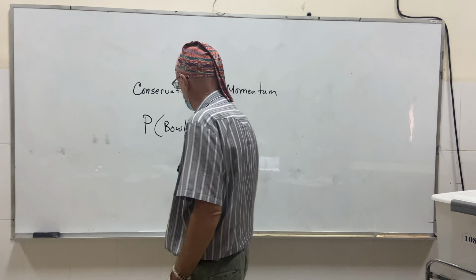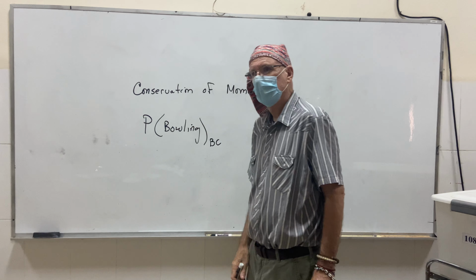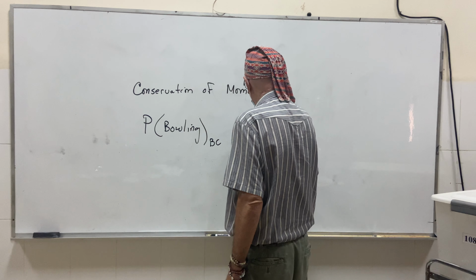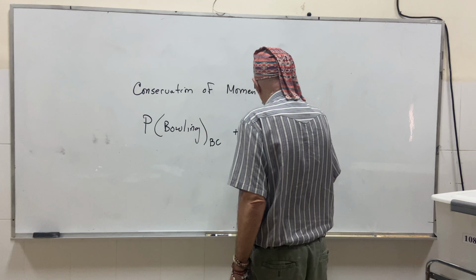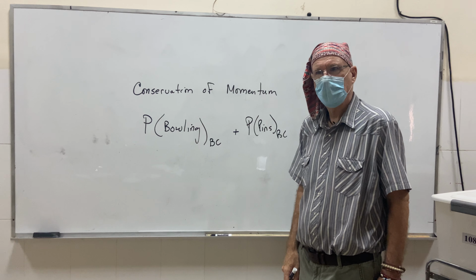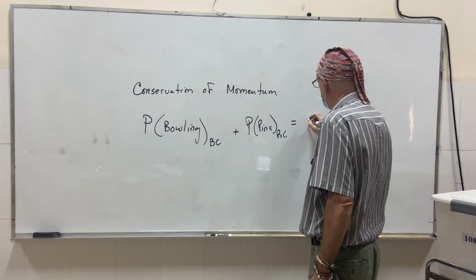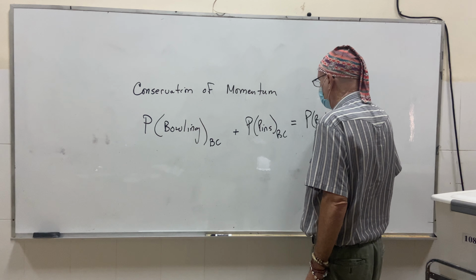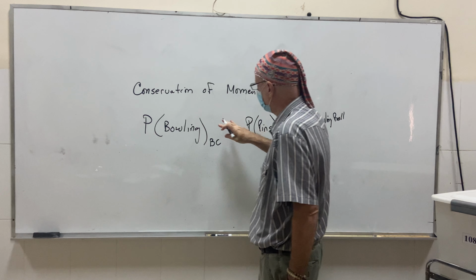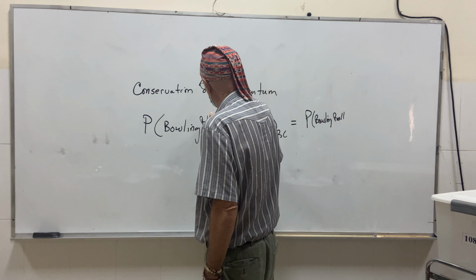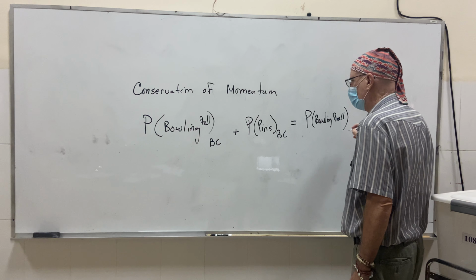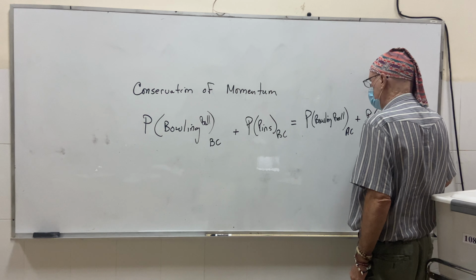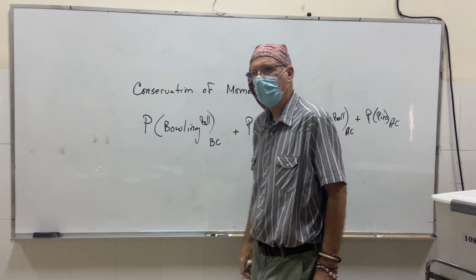the momentum of the bowling ball before the collision, correct? Plus the momentum of the pins before collision, yes, will equal the momentum of the bowling ball. I meant to put ball here. After collision, plus the momentum of the pins after the collision. Correct?